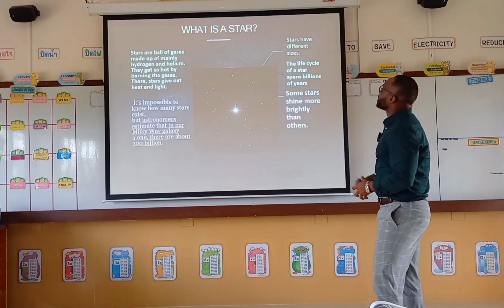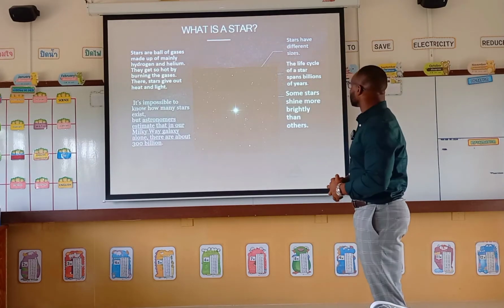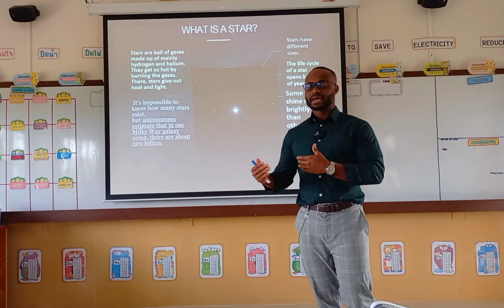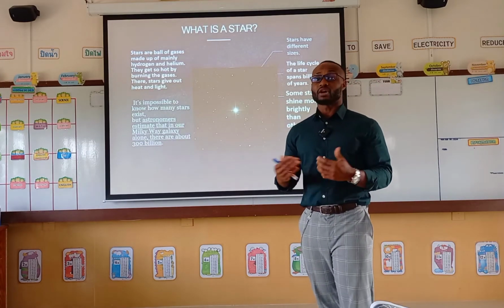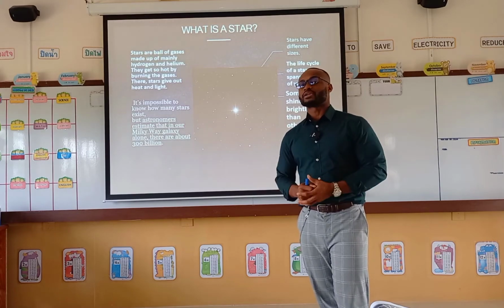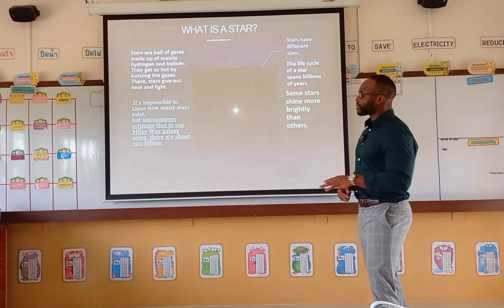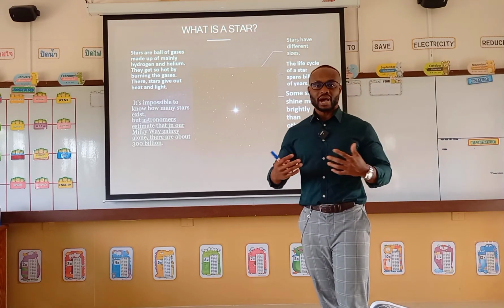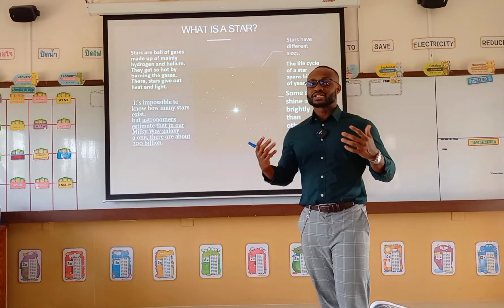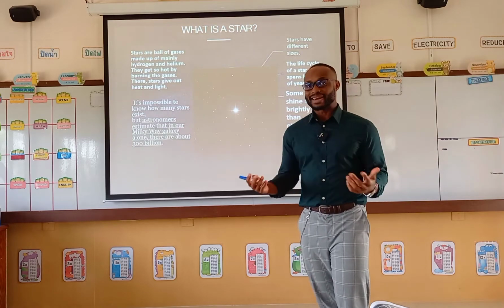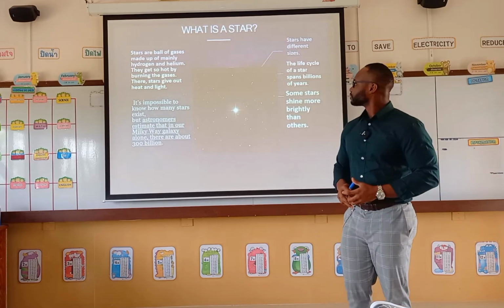All right. Now, next one. The life cycle of a star spans billions of years. So it means that it can last, can survive for billions of years. That is how long stars can live for. All right. Some stars shine more brightly than others. Some stars shine very bright, some not so bright. But they all have what? Different brightness. Okay. Good. Next.